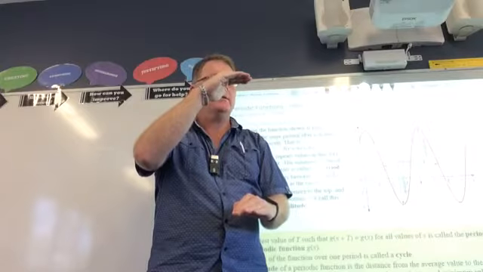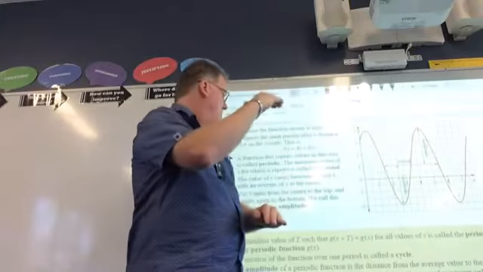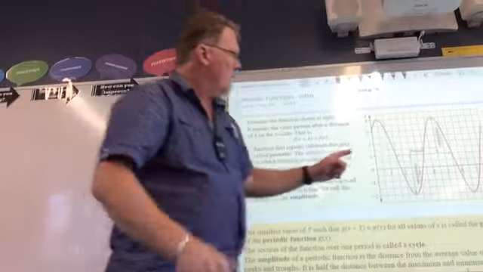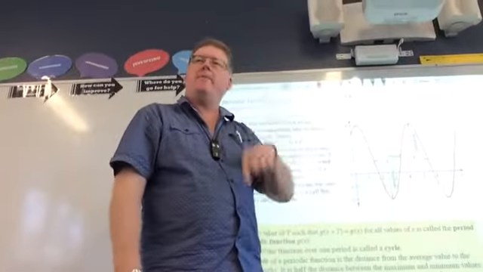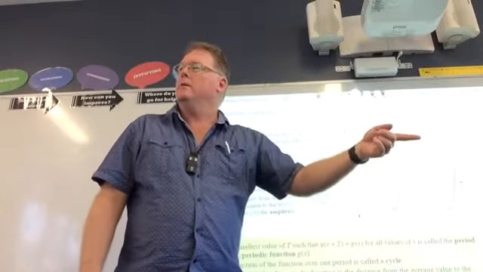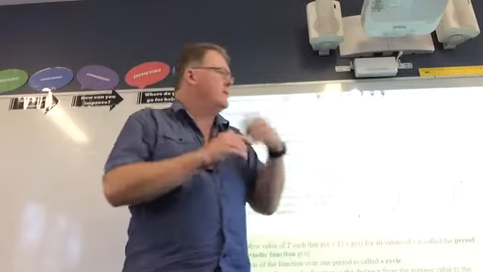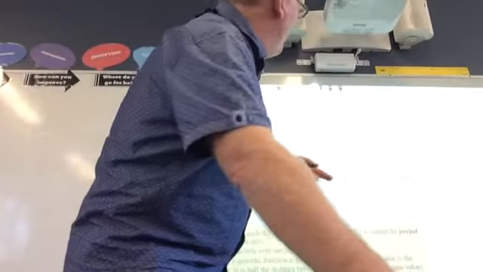Okay, does that make sense? So that's how you measure amplitude. All right? Frequency we've already talked about. Frequency is how many times per second this occurs. There's a related measure which we call period.